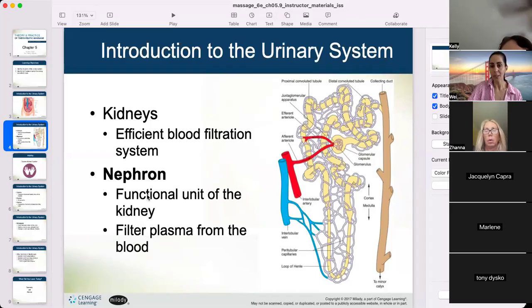And the functional unit is called the nephron, and this is the nephron. We'll explain it in a second. So the nephron is your functional unit of the kidney, and it filters plasma from the blood.